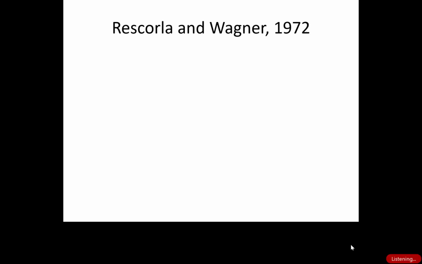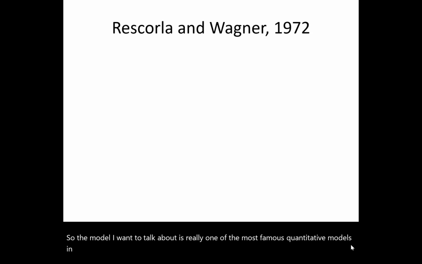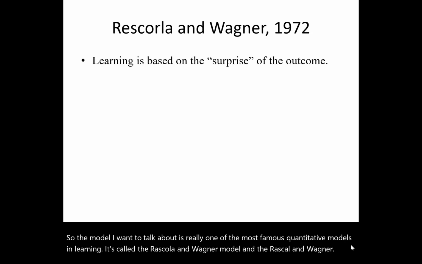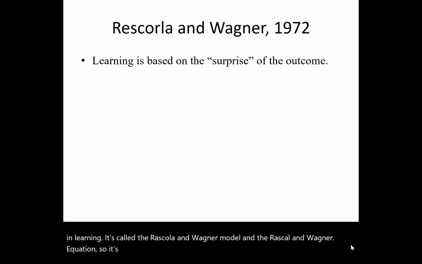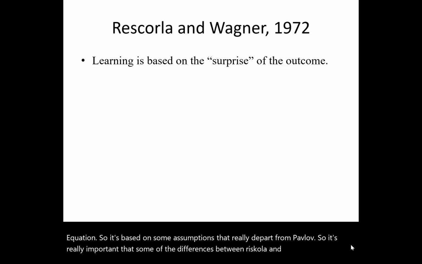So the model I want to talk about is really one of the most famous quantitative models in learning. It's called the Rescorla and Wagner model, and the Rescorla and Wagner equation. So it's based on some assumptions that really depart from Pavlov. So it's really important that you know some of the differences between Rescorla and Wagner and Pavlov.